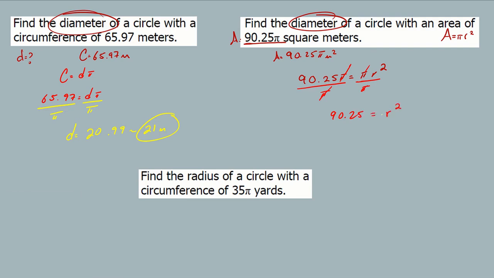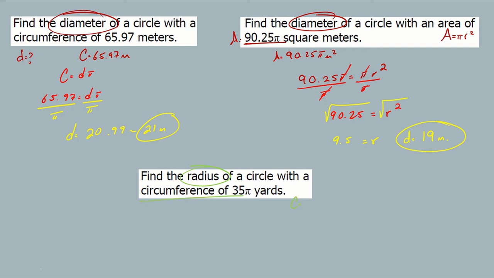I'm almost there. I got to get rid of the square. So square root both sides, and I get the radius to be 9.5, which means that the diameter is twice that. So 9.5 times 2 is 19 meters.